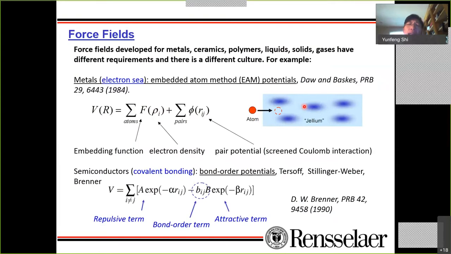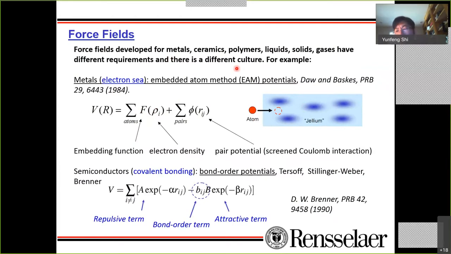So basically, how many neighbors are surrounding me? What is the distance away from me matters, right? So it is the sum that contributes to rho i. If this is different, F will be different, right? So basically, this is the idea of the embedded atom method. It is used primarily in the field of metals and alloys.